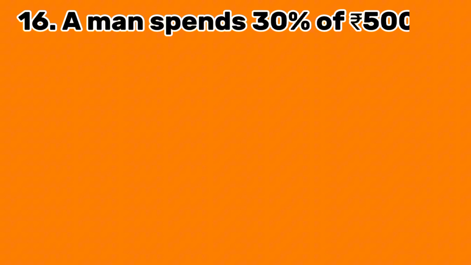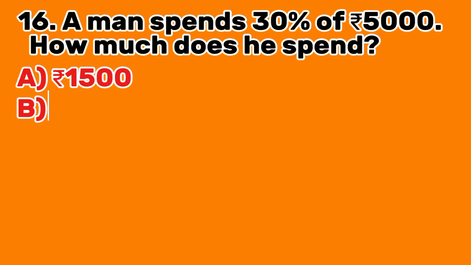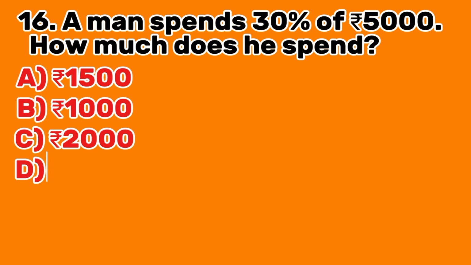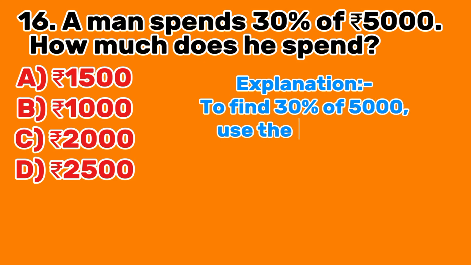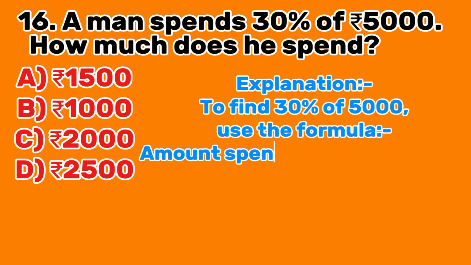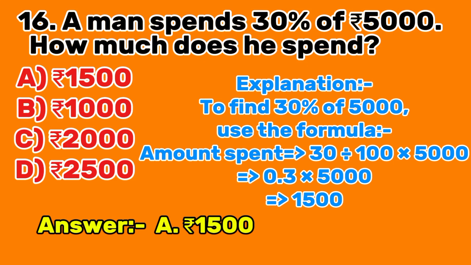16. A man spends 30% of 5,000 Indian rupees. How much does he spend? A. 1,500. B. 1,000. C. 2,000. D. 2,500 Indian rupees. Explanation: to find 30% of 5,000, use the formula amount spent equals 30 divided by 100 times 5,000, equals 0.3 times 5,000, equals 1,500. Answer A. 1,500 Indian rupees.